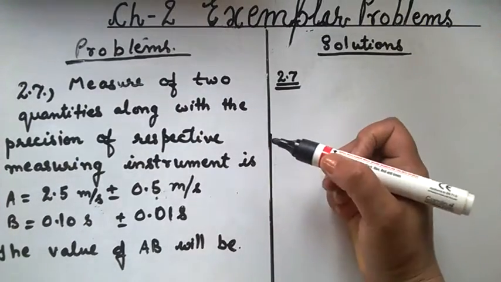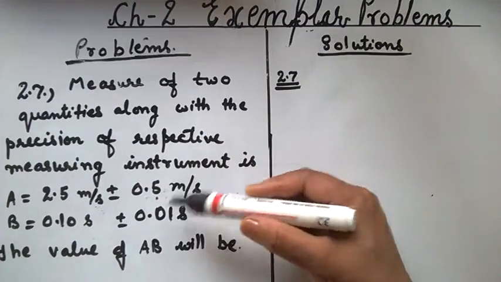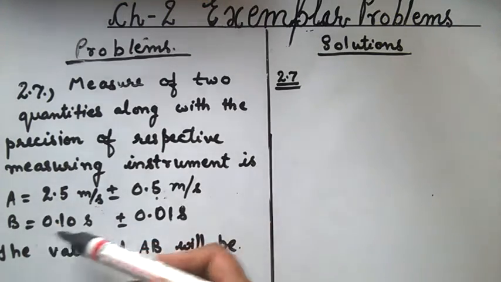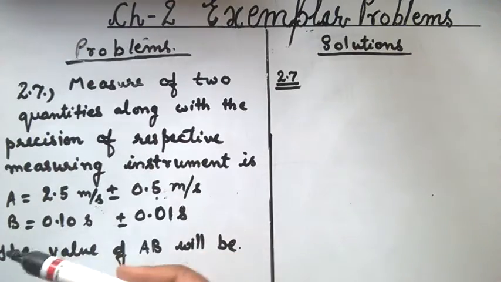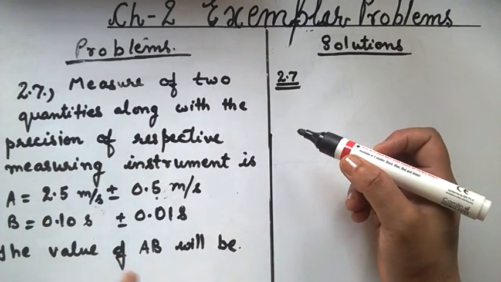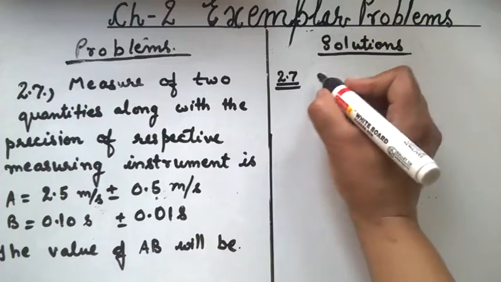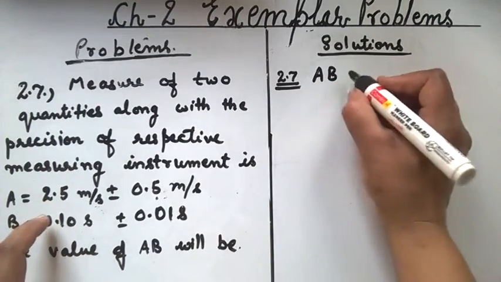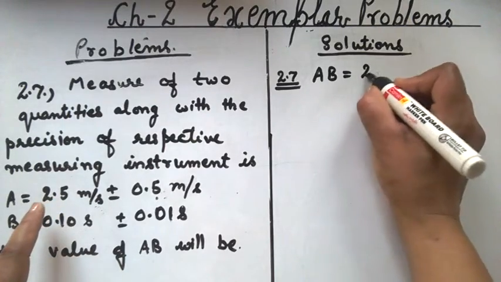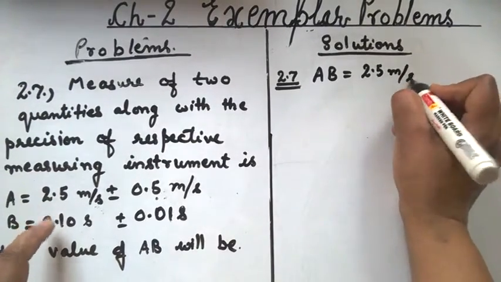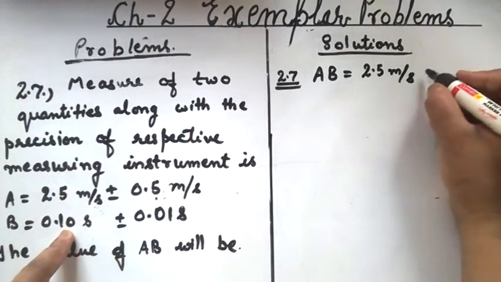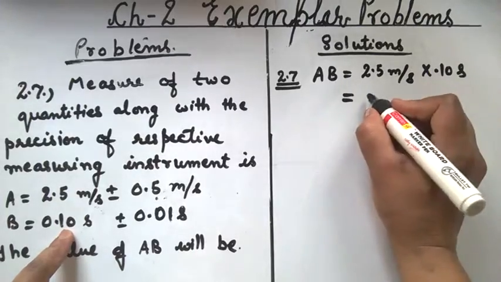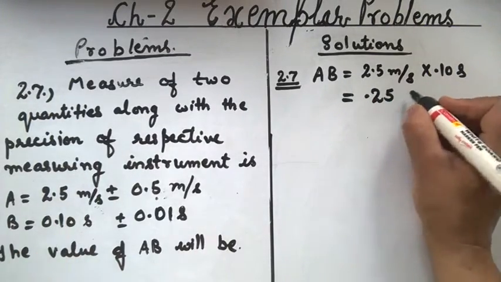Question number 2.7. In the question, the true value and error of A, and the true value and error of B are given. So we have to find the value of AB. The value of AB in terms of its true value is given as 2.5 meter per second into the true value of B, that is 0.10 second. So it is equal to 0.25 meter.